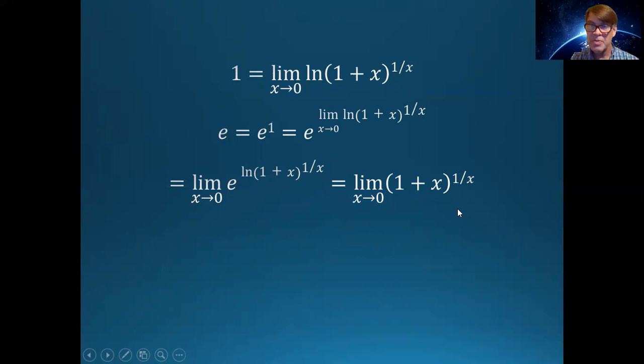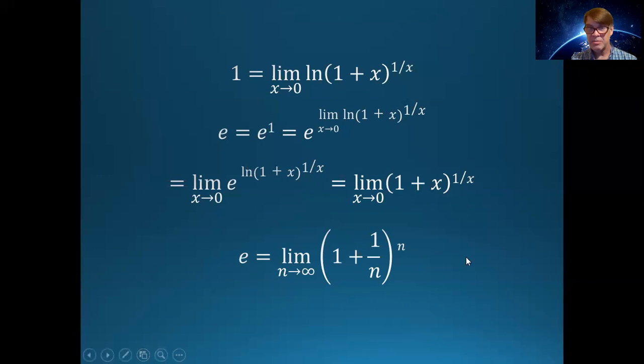We could stop there, but if we define n as 1 over x, then we get what we're looking for. As n approaches infinity, x approaches 0, so we can substitute in the limit as n approaches infinity. If n is 1 over x, then x is 1 over n. So that's where that came from. And then 1 over x is n. And voila, we have shown that the constant e is the limit as n approaches infinity of 1 plus 1 over n, all raised to the n power. Quod erat demonstrandum.